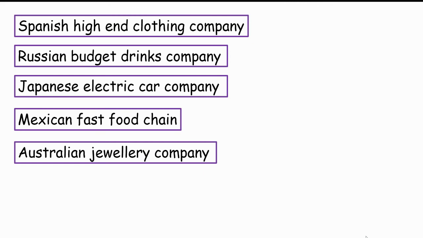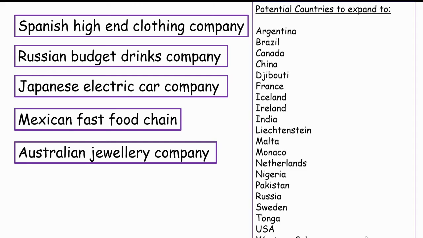And what you want to do now is imagine that you are each of these countries. So companies. You're a Spanish high-end clothing company, you're also a Russian budget drinks company, a Japanese electric car company, Mexican fast food chain, Australian jewelry company. And what you want to do is think about what countries to expand to.